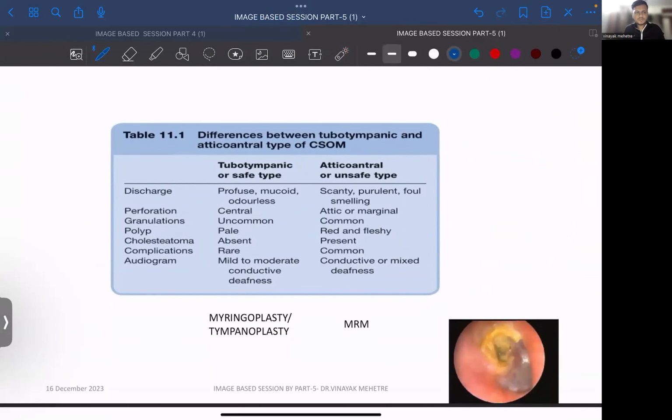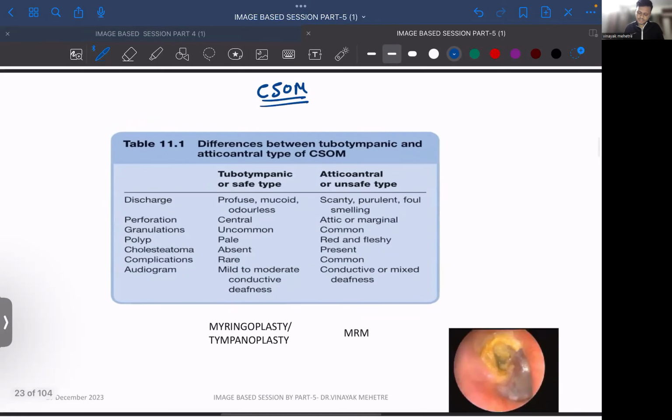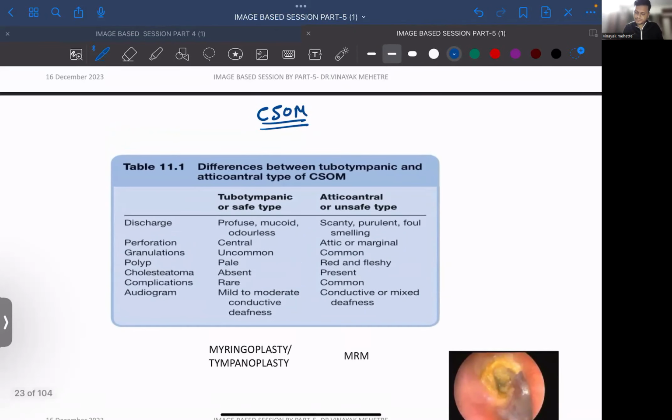ASOM, CSOM and glue ear are the most important topics from the exam point of view. So I am taking a little bit slow. Then comes CSOM, chronic suppurative otitis media. Okay, there are two types: tubotympanic and atticoantral. If we will draw a diagram, how many of you know the middle ear cleft?